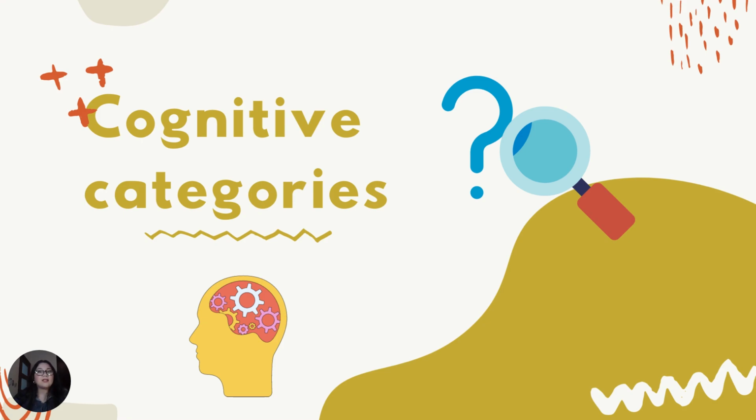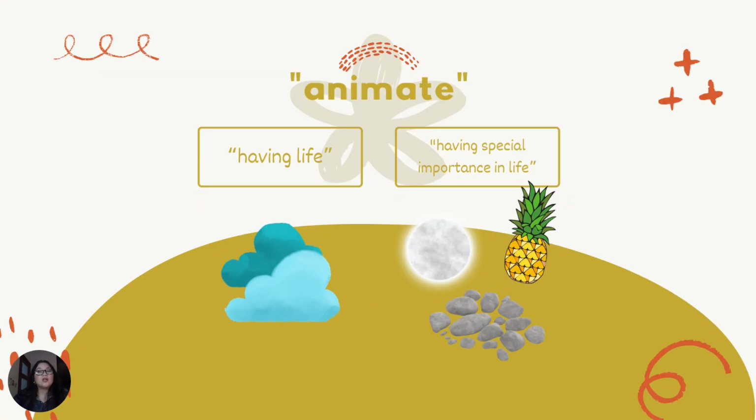With this in mind, let's talk about cognitive categories. We can look at language structure for evidence on how people think in a specific language. For instance, Yule mentions that the word animate in one language means having life, while in another means having special importance in life. Hopi speakers believe that clouds have life, while the Dyirbal speakers think that the moon, rocks, and pineapple have a special importance in life.